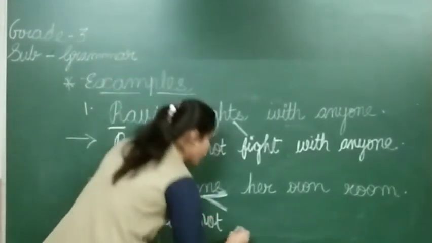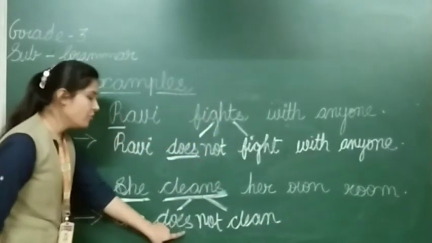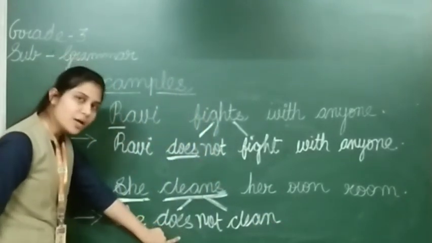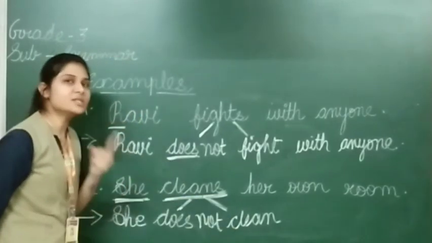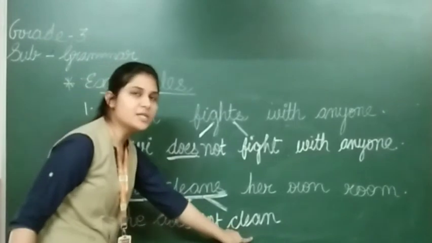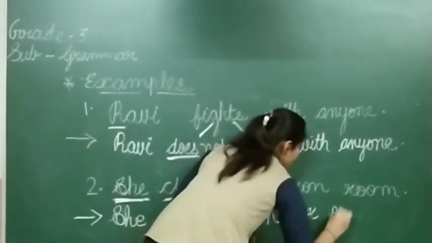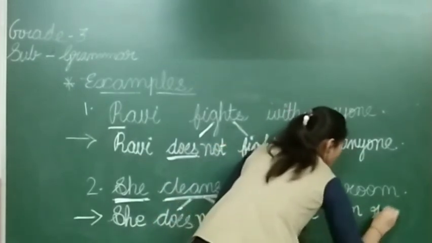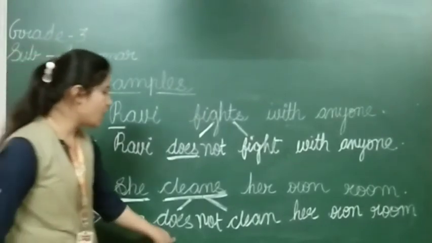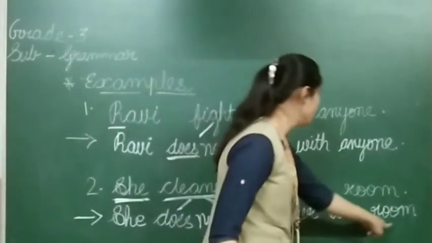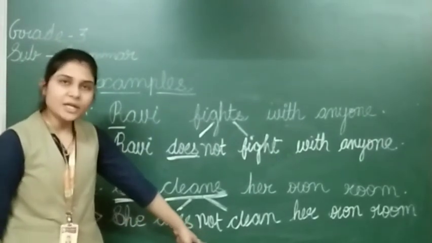S मत add करना. We have to write only clean because we have already written here does. So अब verb में यहाँ पे और यहाँ पे दोनों टाइम S नहीं आएगा. That's why we are not adding S here. Now as we have to copy same from question, her own room, means answer is she does not clean her own room, right? अब does not आ गया. It means it is now negative sentence.